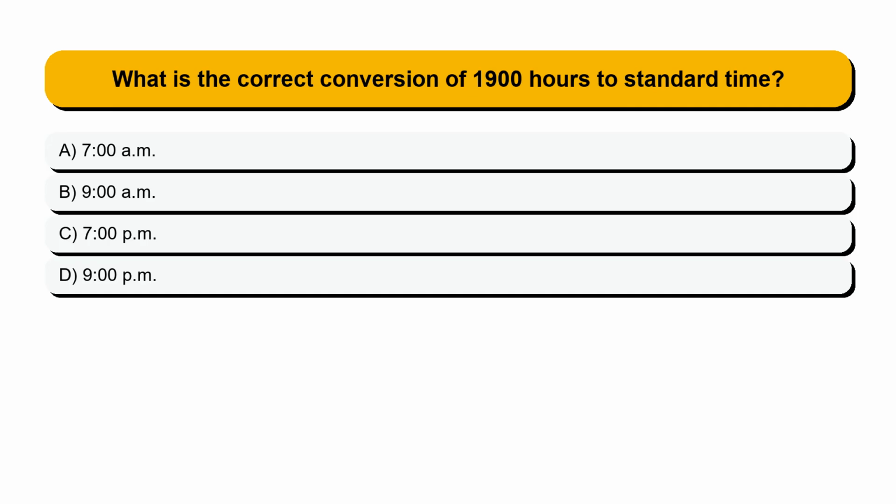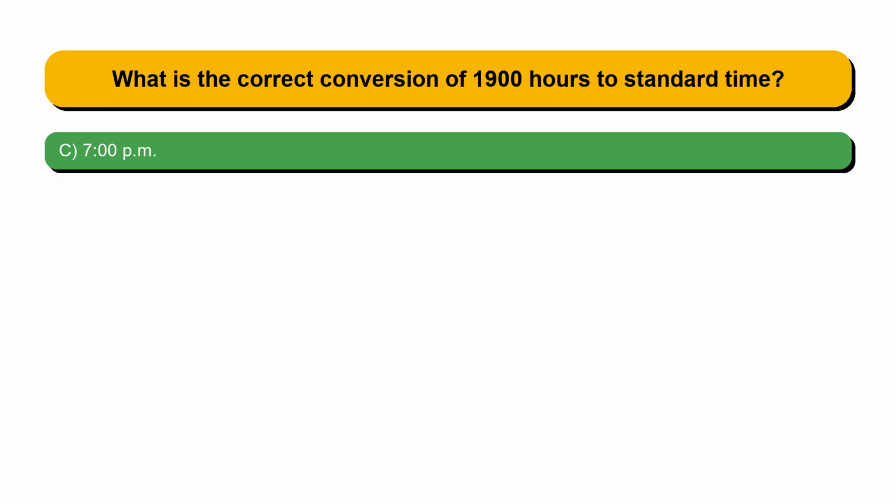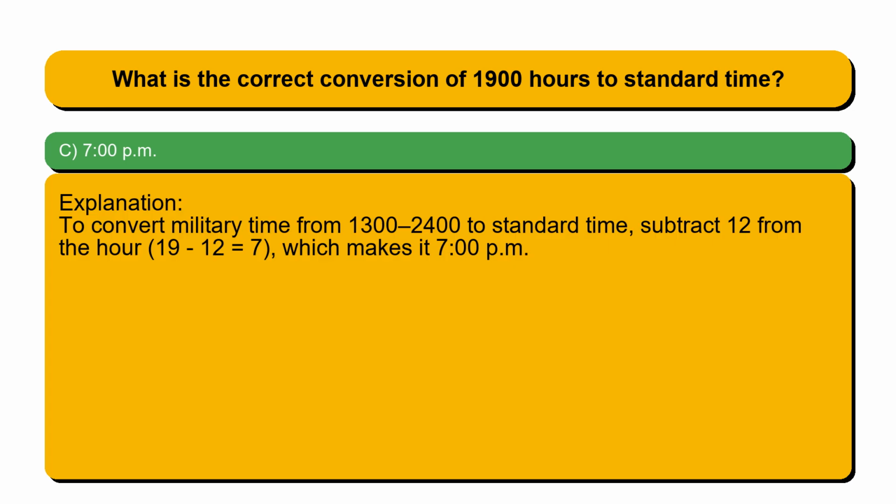Question 81. What is the correct conversion of 1900 hours to standard time? Option A, 7 a.m. Option B, 9 a.m. Option C, 7 p.m. Option D, 9 p.m. The correct answer is option C, 7 p.m. To convert military time from 1300 to 2400 to standard time, subtract 12 from the hour.